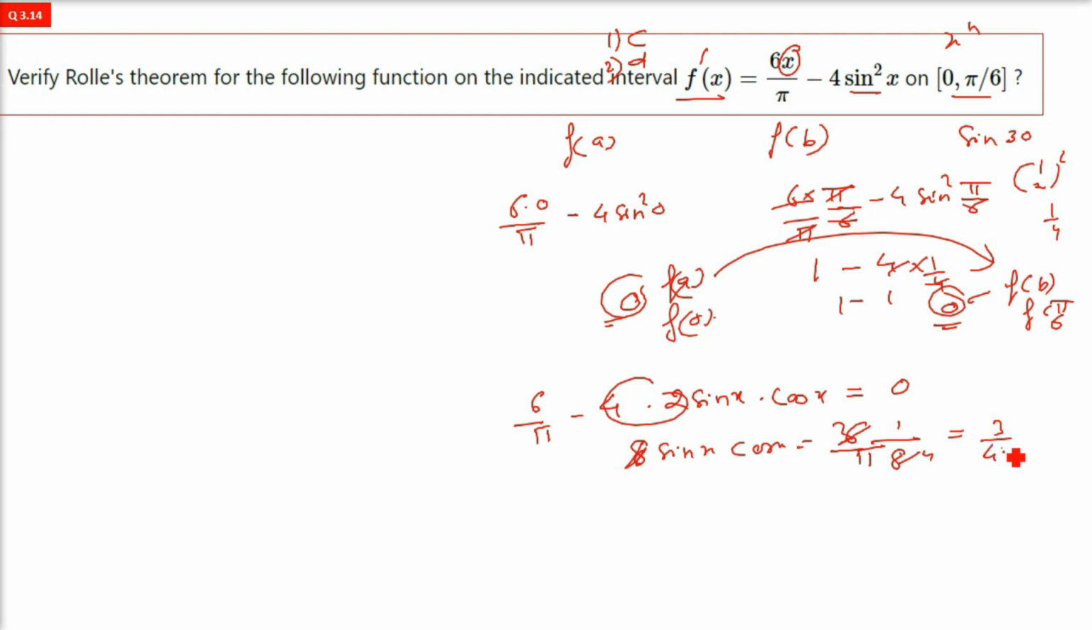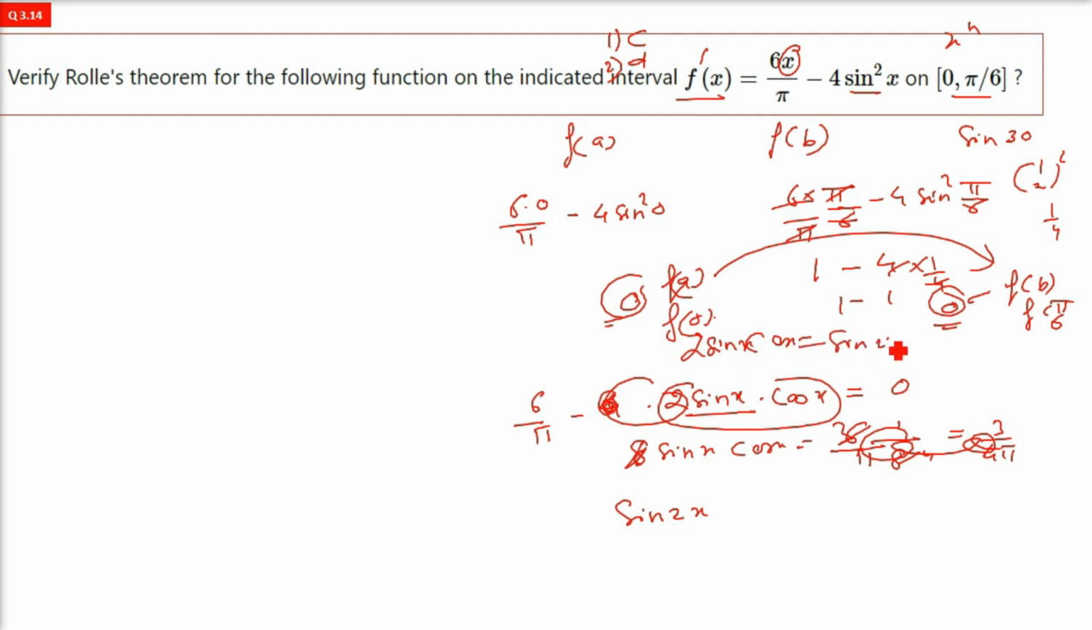Why? Because we have sine x cos x. If we keep that 2 intact, 2 sine x cos x is sine 2x. And then you can take things on the right hand side. Then you will get a proper twice x value, and then you can take the inverse on the right hand side. That's why don't multiply 4 and 2. Keep it like that. Take 4 and 6 by pi that side.